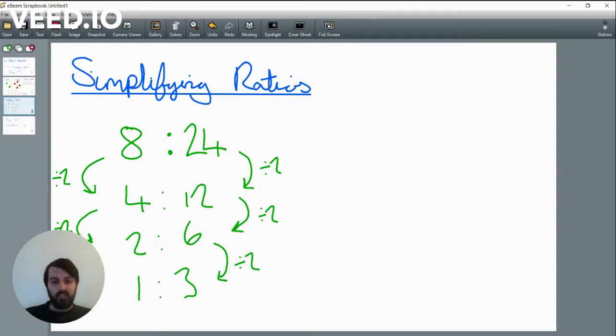And then we have to stop, because nothing goes into 1 and 3, apart from 1, but that's not going to help us. If we divide it by 1, we just get 1 and 3 again, so there's not much point doing that. So there we go, we're at our end. This is our simplified ratio. This is our answer.